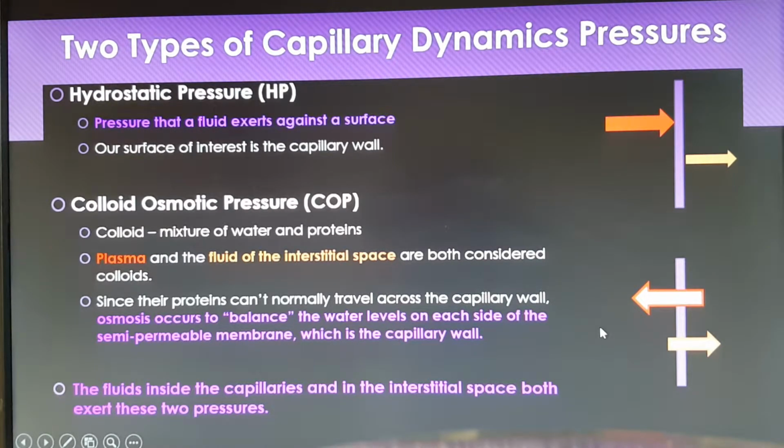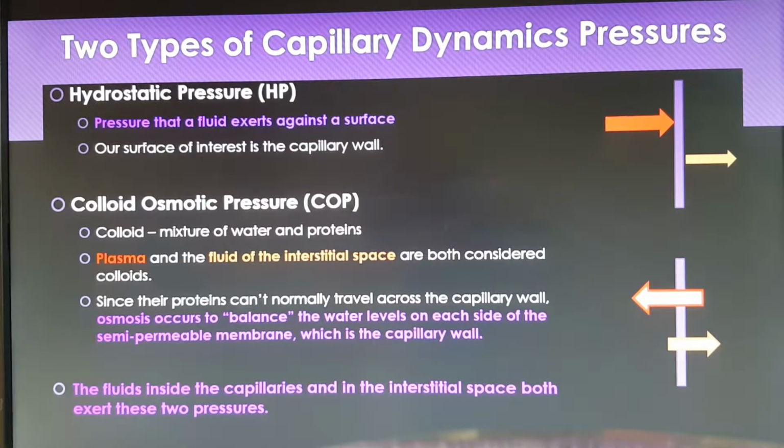For colloid osmotic pressure, a colloid, if you remember from chapter 2, is a mixture of water and proteins. When there's a difference in gradients of those proteins, so one side has a higher amount of proteins than the other, it allows a draw from the other side of that membrane. The colloid mixture inside your capillaries is the plasma. The colloid mixture on the outside of your capillaries is the fluid of the interstitial space.